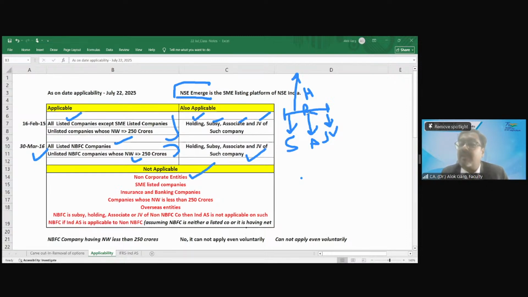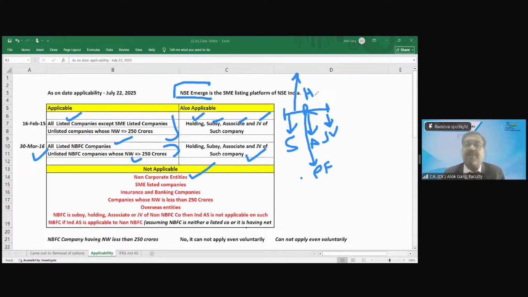So what happens if Reliance has invested in a partnership firm? What is applicable to the partnership firm, AS or Ind AS? The partnership firm will prepare its financial statement as per accounting standard issued for non-corporate entities, right? So Reliance will prepare its financial statement as per accounting standard. This partnership firm will also file its financial statement with the income tax authority, with tax audit and return of income, under accounting standard.